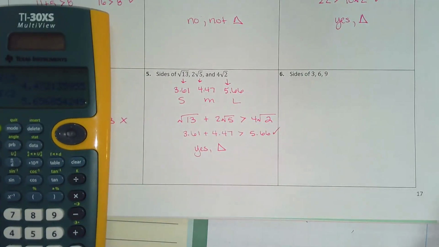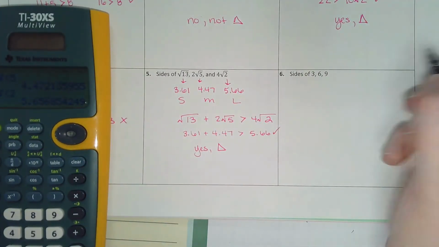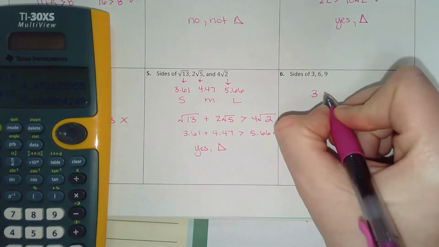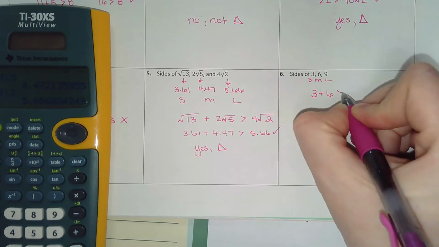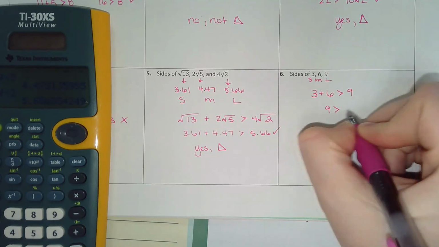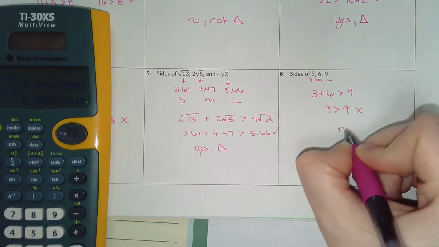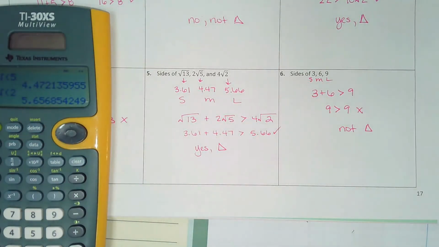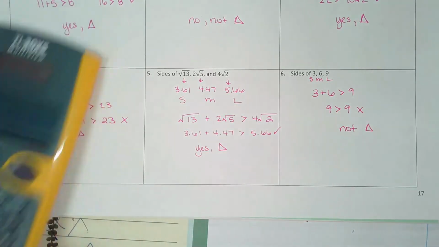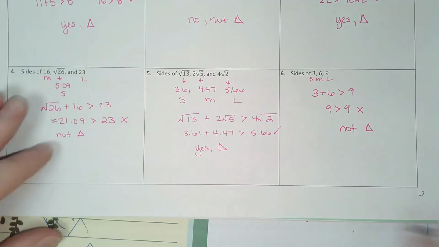Okay. So now, sides of 3, we've got 3, 6, and 9. So 3 plus 6, because small, medium, large, is that greater than 9? Is 9 greater than 9? No, not a triangle. So this is the level 4 part of your standard. You're going to turn the page, and then we're going to get to the 2 questions that we have not covered yet.